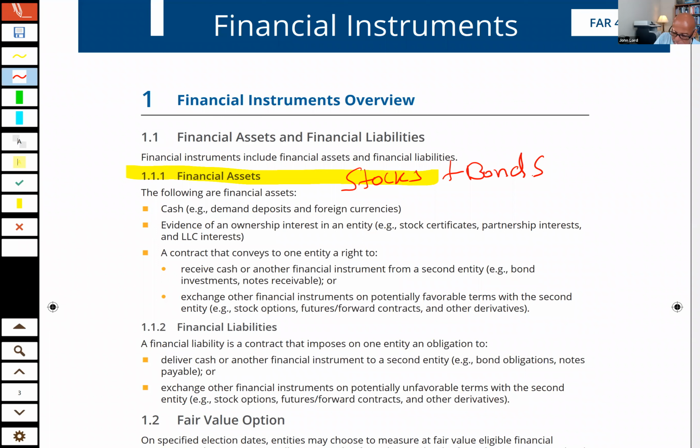So you can see they call out stocks, evidence of ownership, and then they also talk about conveyance, a contract to convey one thing to another party. They talk about bond investments. So we're really talking about stocks and bonds here.